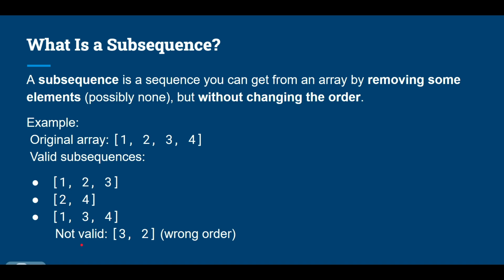Now which is not valid? Not valid is 3 2, because 3 came first and then 2 comes, so the insertion order is wrong here. We'll say this is the wrong order. I hope you understand the subsequence. I'm explaining these basic concepts because some of you may not know what a subsequence is.